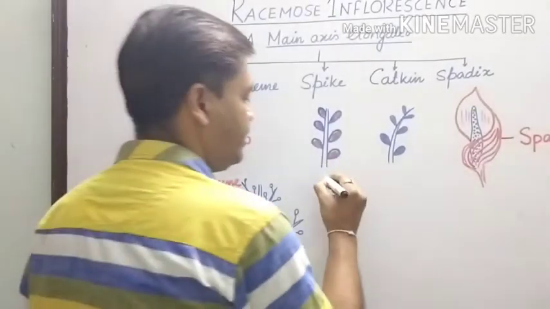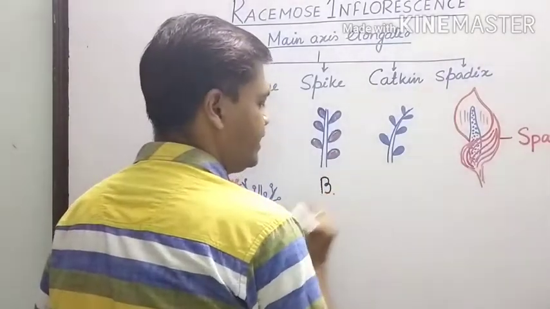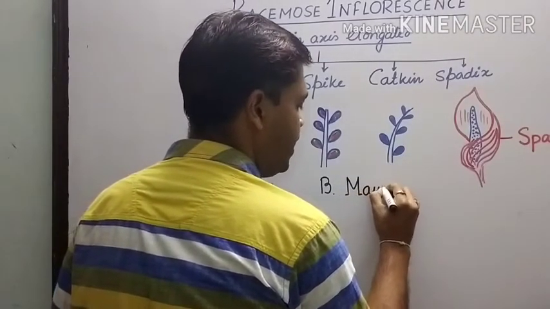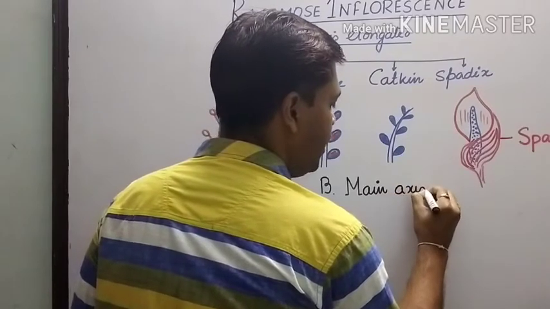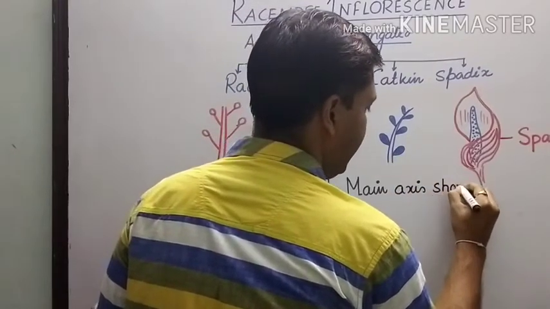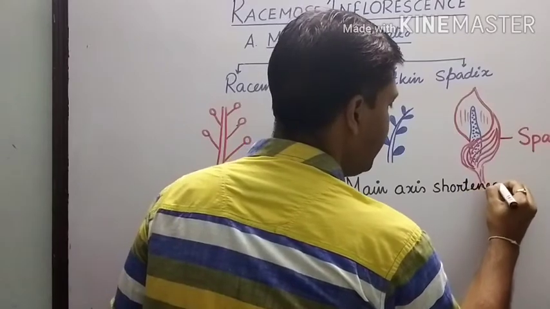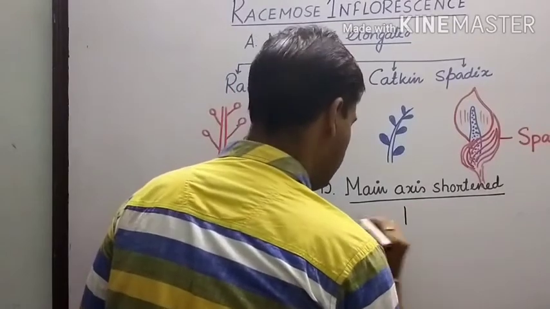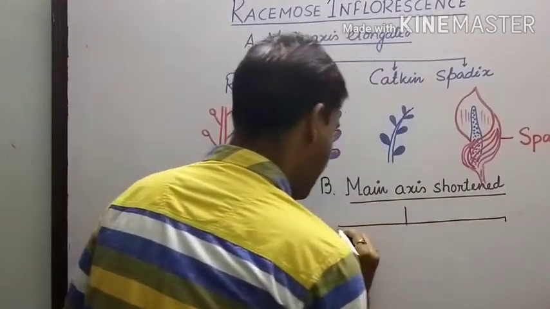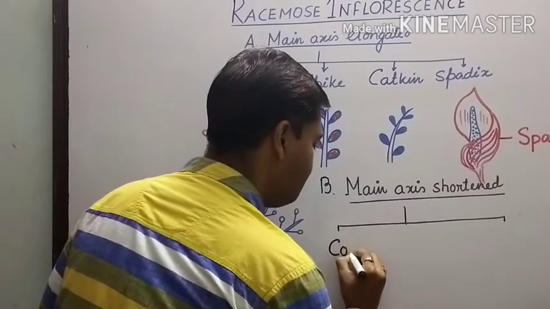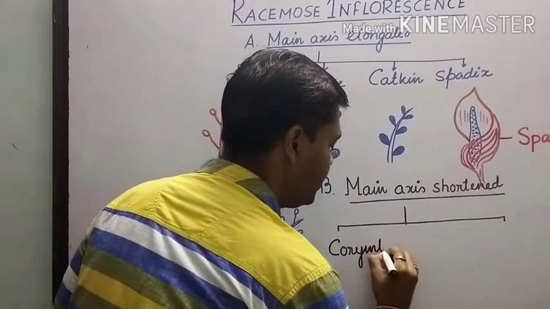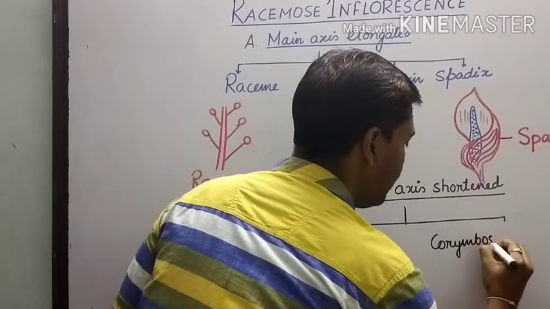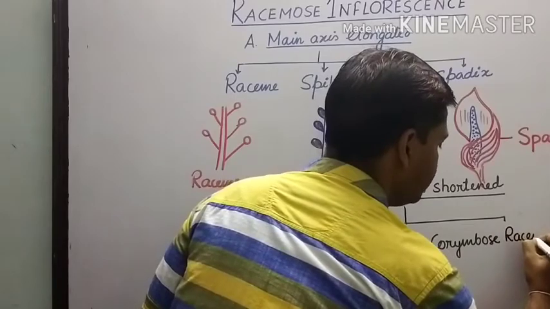Okay, now we can study two more. Another one we can study about. Second one, that is the main axis shortened. There are many racemose inflorescences where the main axis remains short. Okay, notice, main axis shortened. Is it clear? The main axis shortened are of two types: one is known as the corymb and one is called the corymbose raceme. One is called the corymb and one is called the corymbose raceme.